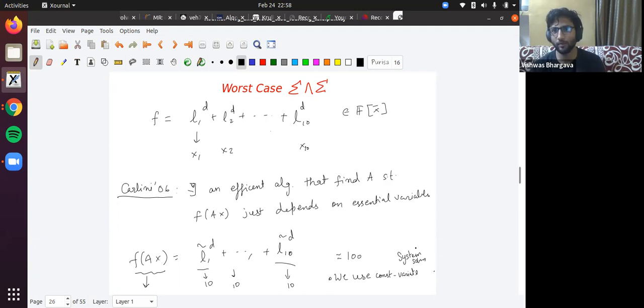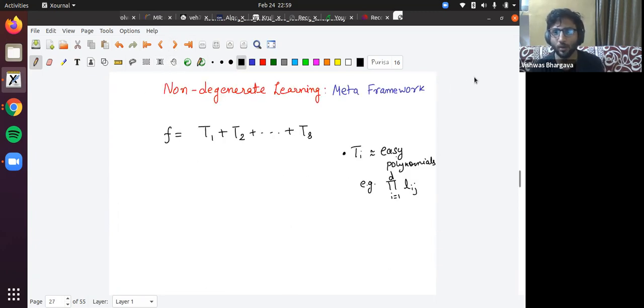Now I will try to give a meta template for both of them and see how similar or different they are. So let me give a meta framework for learning in the non-degenerate case. Again, our basic setting is f being a sum of a bunch of easy polynomials. Think of f being a depth 3 circuit. In that case, the easy polynomials will just be products of linear polynomials.